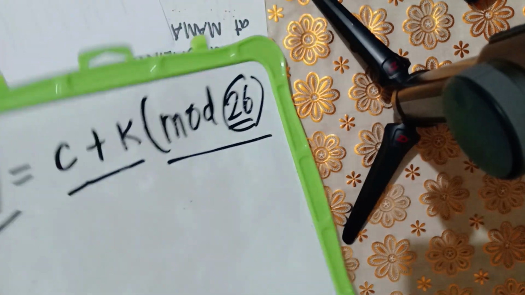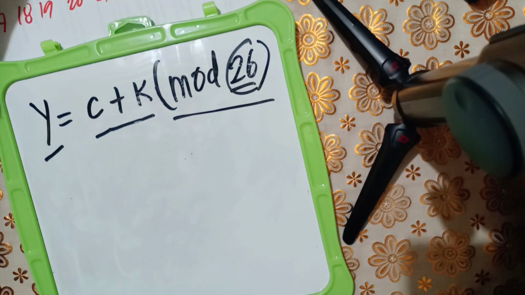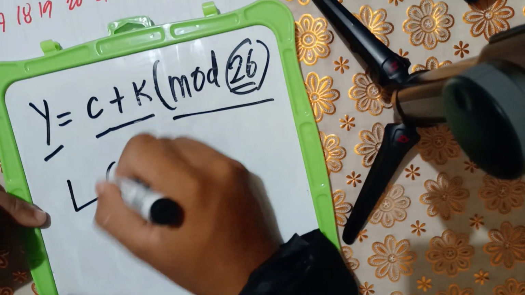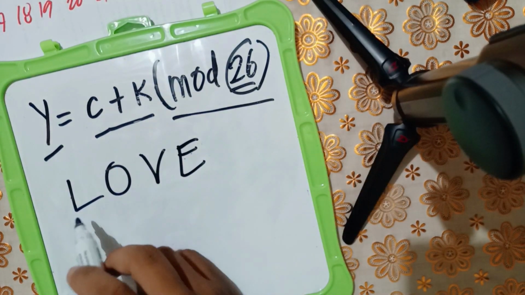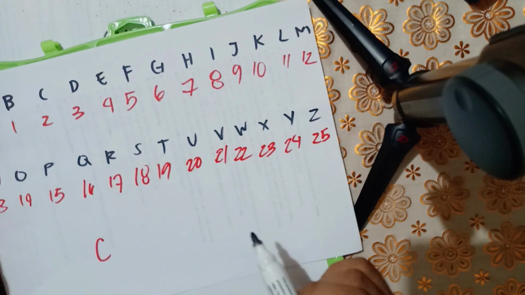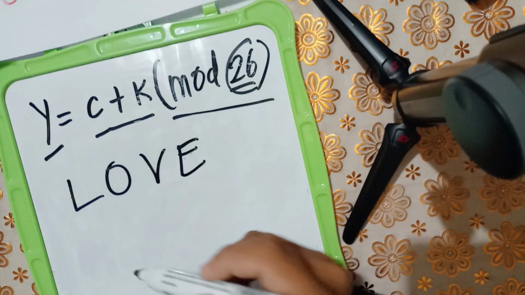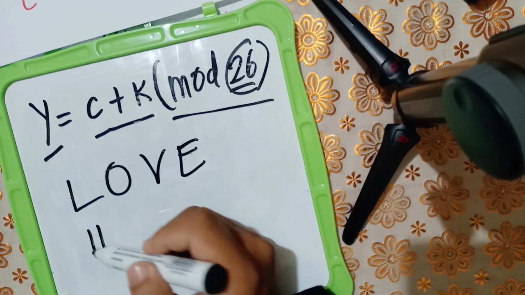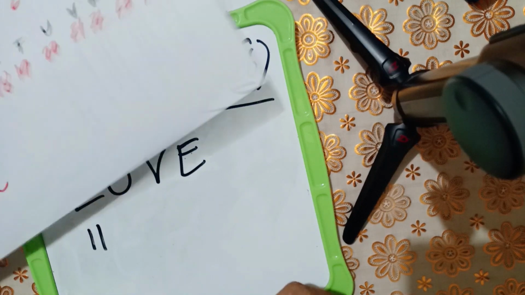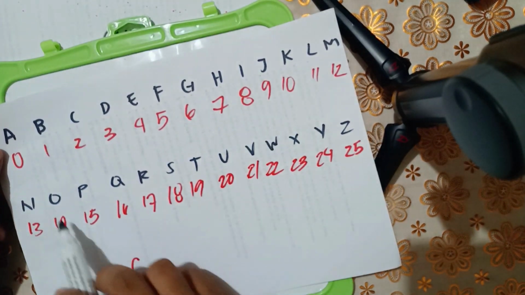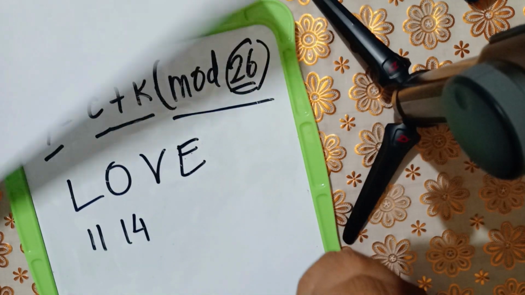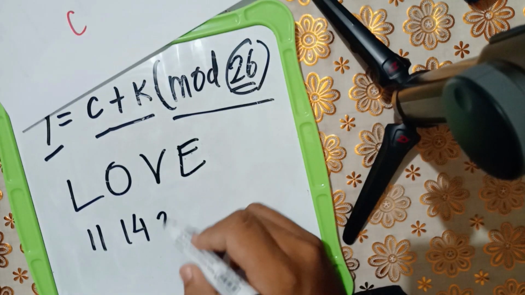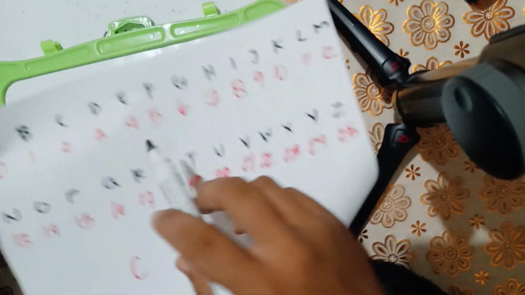So how does it work? Let's say again we have the plaintext LOVE, and we are going to encrypt it. So let's find the L. L has a number of 11. And O has a value of 14. And V has a value of 21. And E has a value of 4.